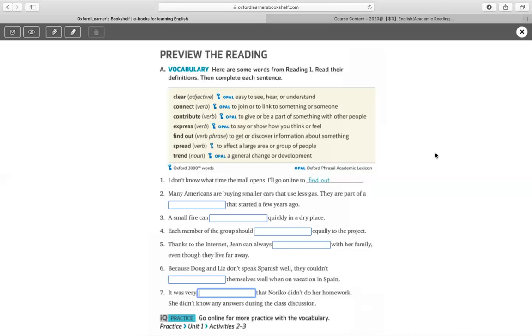Find out, that's a verb phrase, which means to get or discover information about something. Okay, how to find out information in the internet. Okay, spread is to affect a large group of people or large area. Spread means to become popular in big areas.